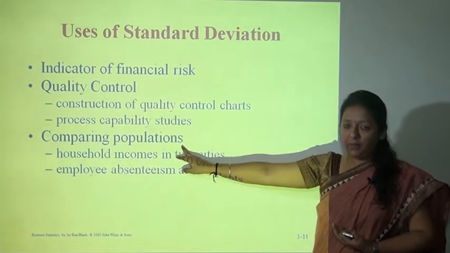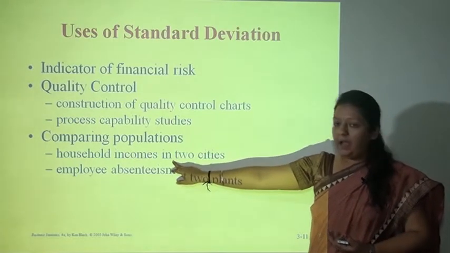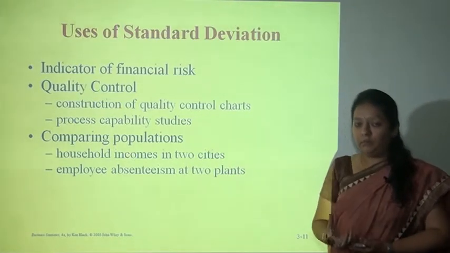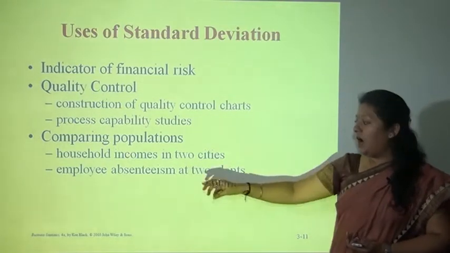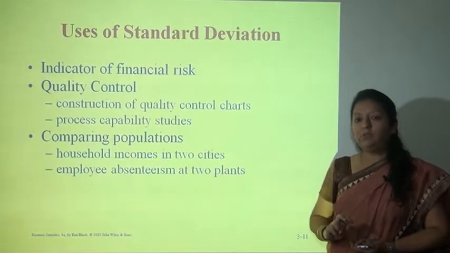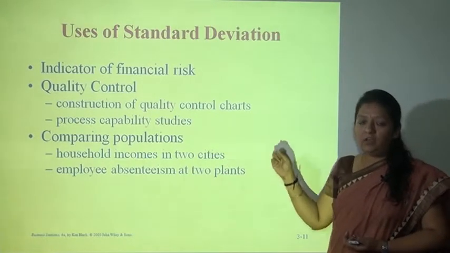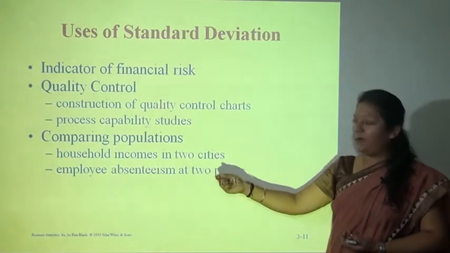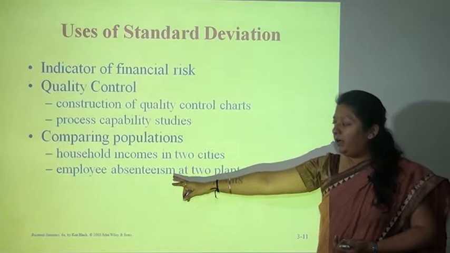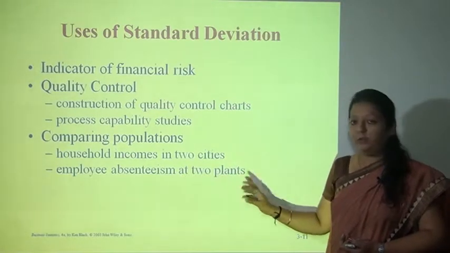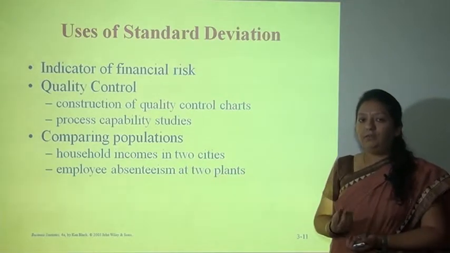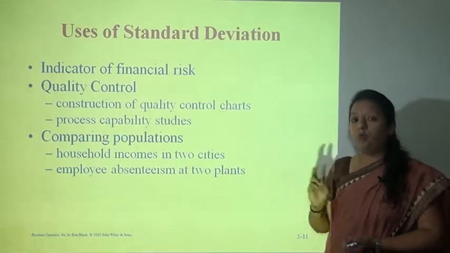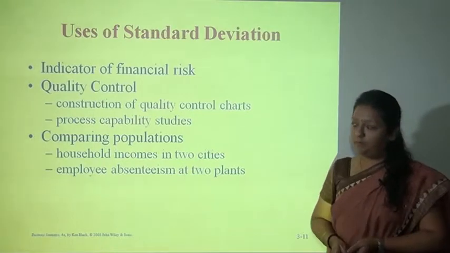It helps us in comparing populations, such as household income in two cities. If one wants to compare the household incomes of two cities, then standard deviation is one of the best measures to compare two variables. It again helps in employee absenteeism at two plants. One can find out the employee absenteeism ratio for two plants using the standard deviation.